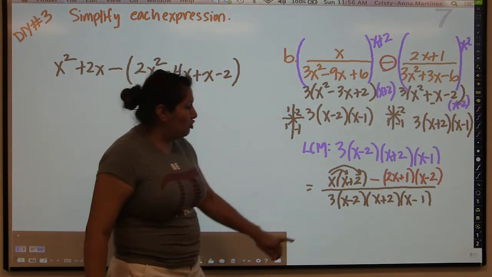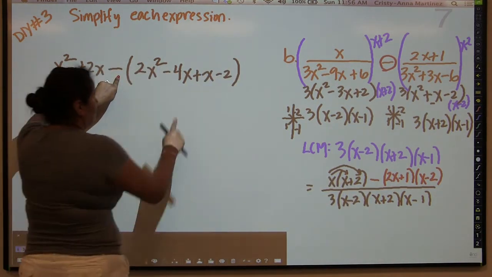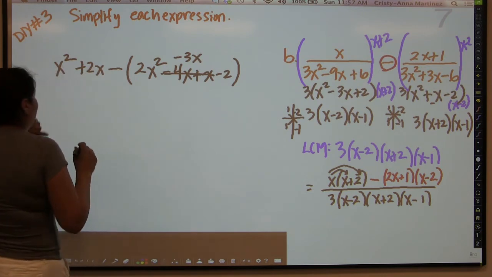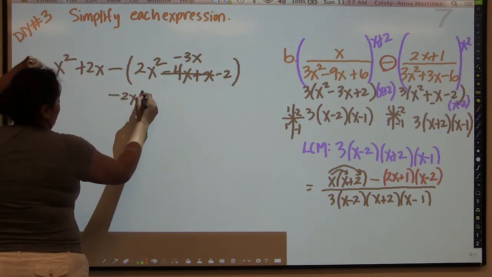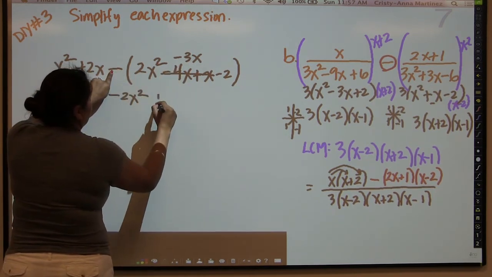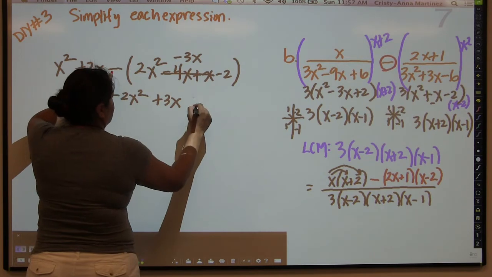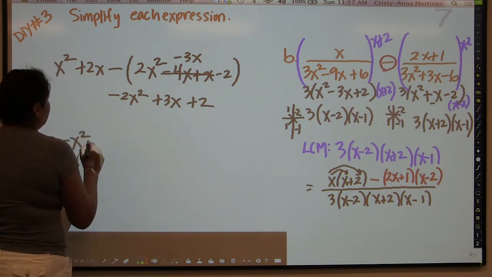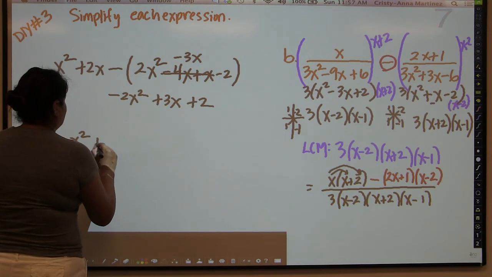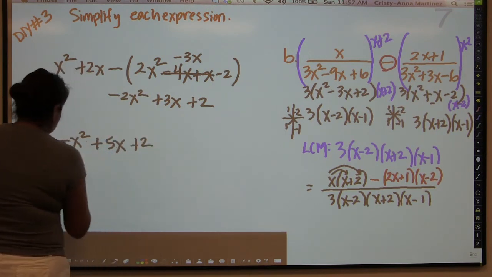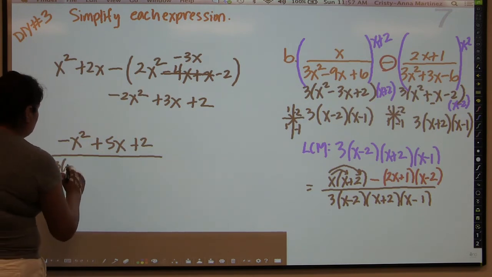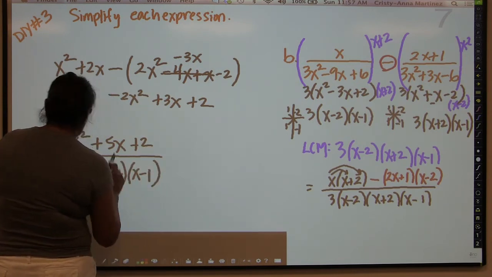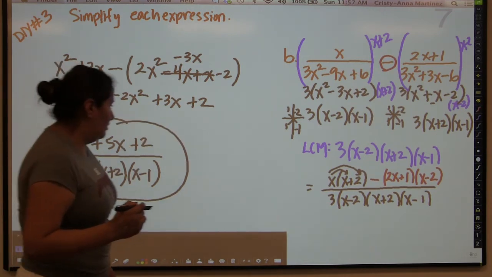Notice that at this point I have not distributed the negative yet, but it's right here. So I'm going to combine negative 4x plus x, which is negative 3x. And now I'm going to distribute my negative, so I'm going to get negative 2x squared, this times that. Negative, negative is positive 3x, and then negative, negative is positive 2. Combine our like terms, so x squared minus 2x squared is negative x squared. 2x plus 3x is 5x, and then our plus 2, and it's all divided by our common denominator from earlier, which was 3, x minus 2, x plus 2, and x minus 1. And this doozy is now your final answer for that guy.